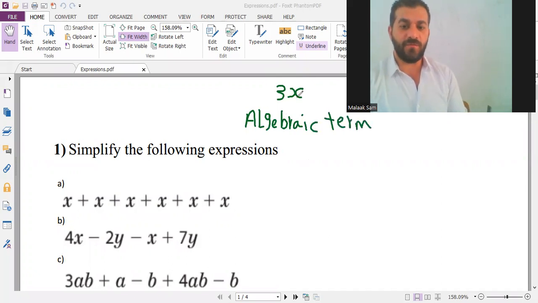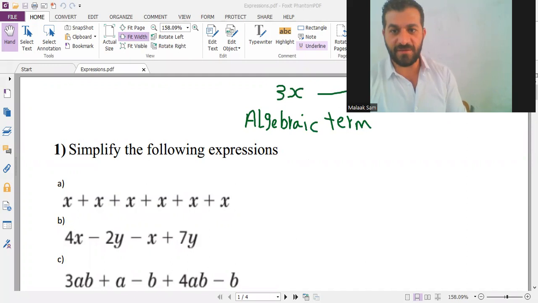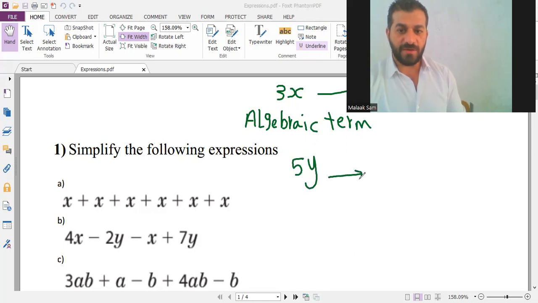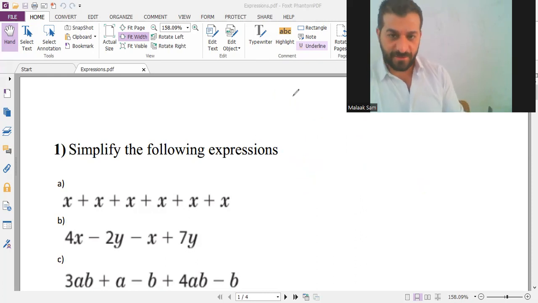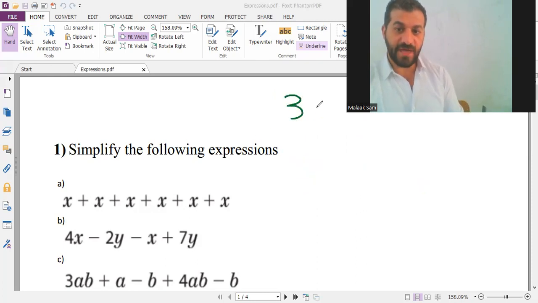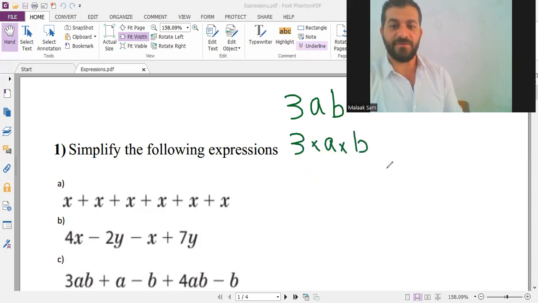And what is the meaning of 3x? 3x means 3 is multiplied by x, 3 times x. Something like 5y, what is the meaning of that? 5y means 5 times y. And if I have something like 3ab, what is the meaning of that? It's 3 times a times b.